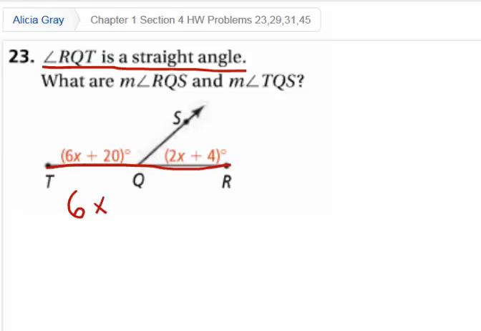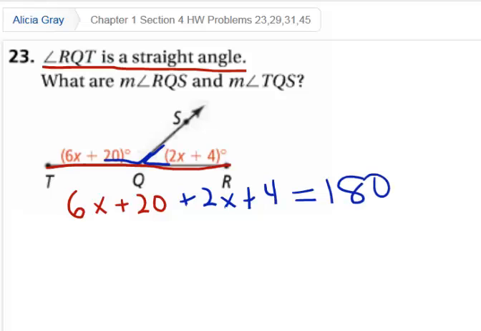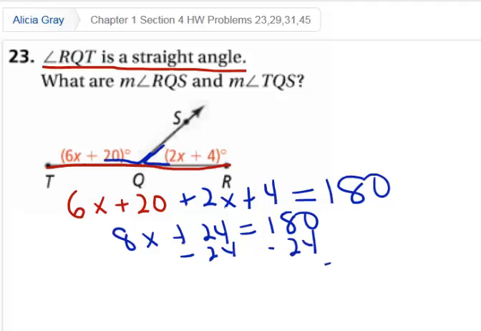So let's just do some basic algebra. 6x plus 20, so I'm just taking this angle here, plus this angle here, plus 2x plus 4 equals 180. Again, because both those angles form a line, they're supplementary and they're a linear pair. And then just combining my like terms, 6x plus 2x is 8x, 20 plus 4 is 24, equals 180. And then if I subtract 24 from both sides, I end up with 8x equals 156.